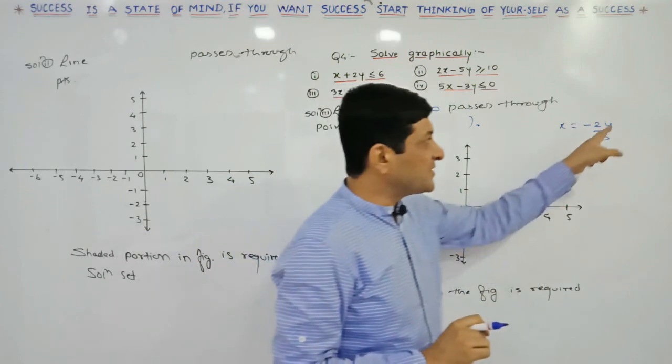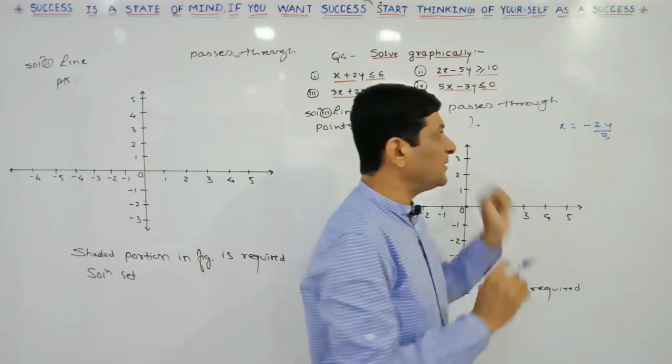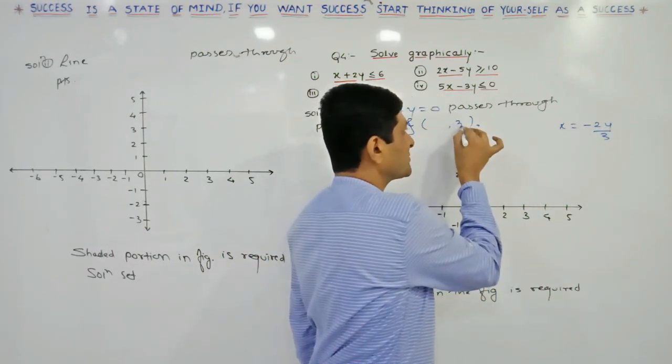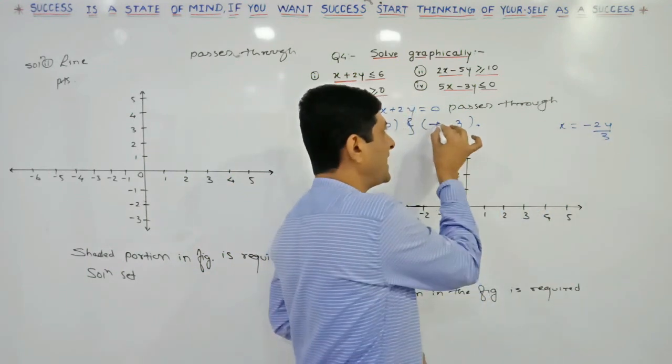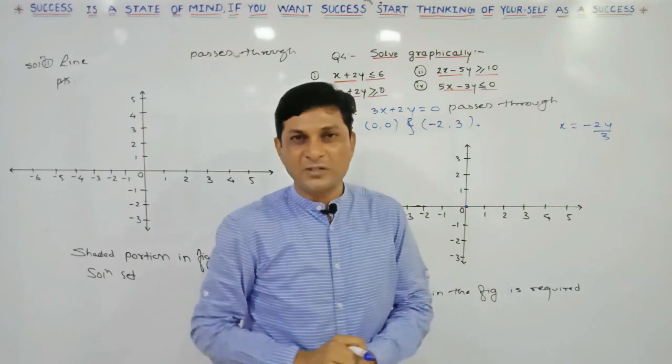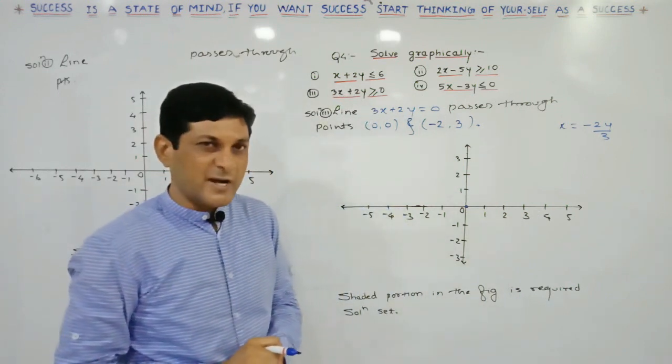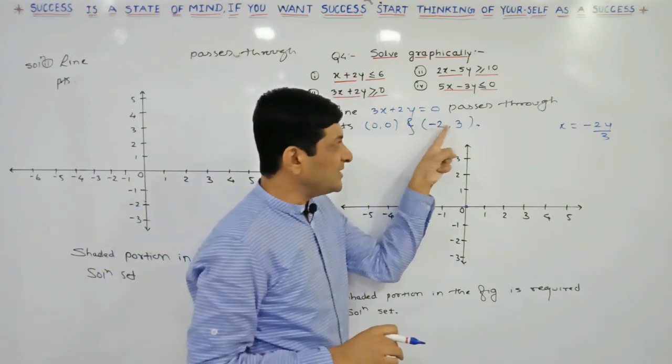So if we are substituting y is equal to 3, 3 will get cancelled. Means if we are substituting y is equal to 3, after that what value of x are we getting here? -2. In this way we have got the coordinate of the second point also. What is the coordinate? -2, 3.